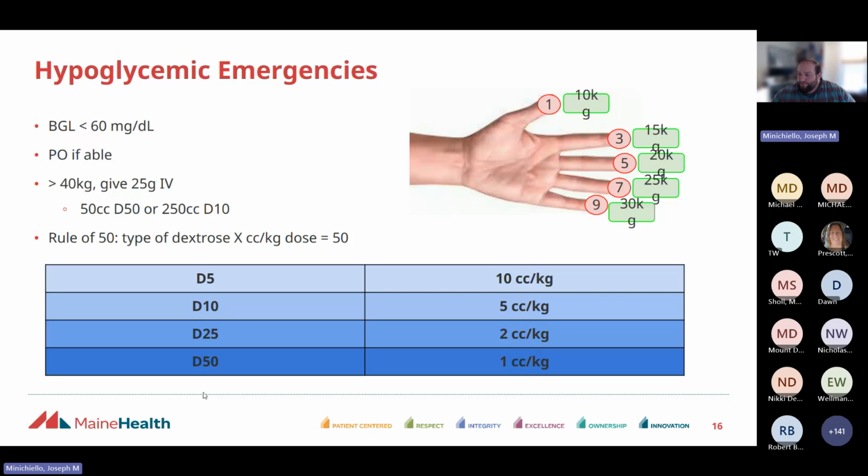Hospital-wise, we have D5 available, but really we're deciding between D10 and D50. D25 doesn't really exist pre-hospitally that I'm aware of. But if you want to give D10, 10 times 5 gets you to 50. So you're thinking 5 cc's per kilo of D10 or 1 cc per kilo of D50. 1 times 50 gets you to your 50.